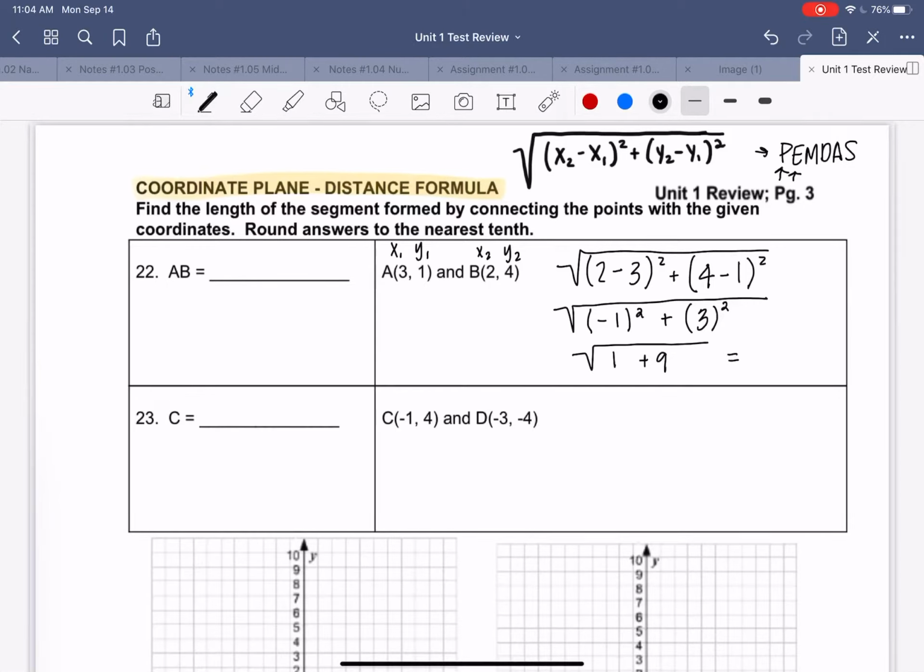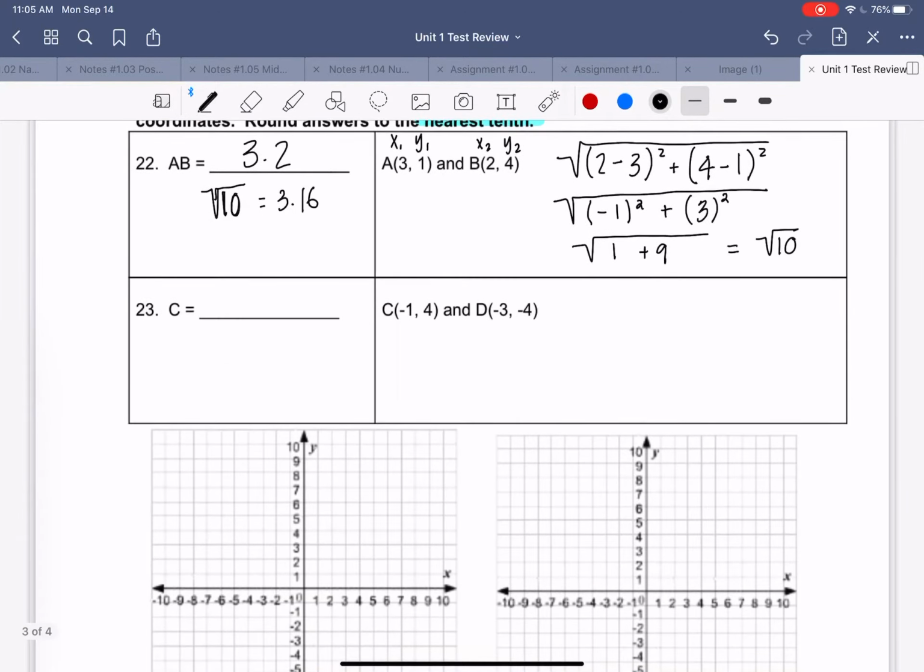Okay, now we don't have any multiplication or division, but we do have some adding, so we're going to add. So 1 plus 9 is 10. And then now we can actually take the square root, which the square root of 10 is approximately 3.16, but it says round to the nearest tenth. So we're going to erase that because that's not the nearest tenth. And we're going to say 3.2. Okay.